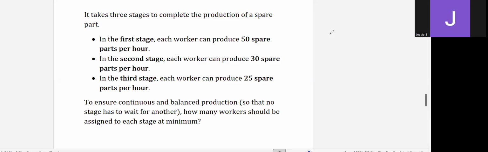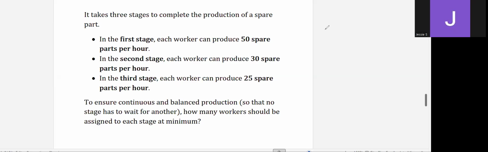Okay, so we need to make sure we have a continuous and balanced production, meaning no stage has to wait for the other. So how many workers should be assigned to each stage at minimum? Okay, now let's see what the question means.